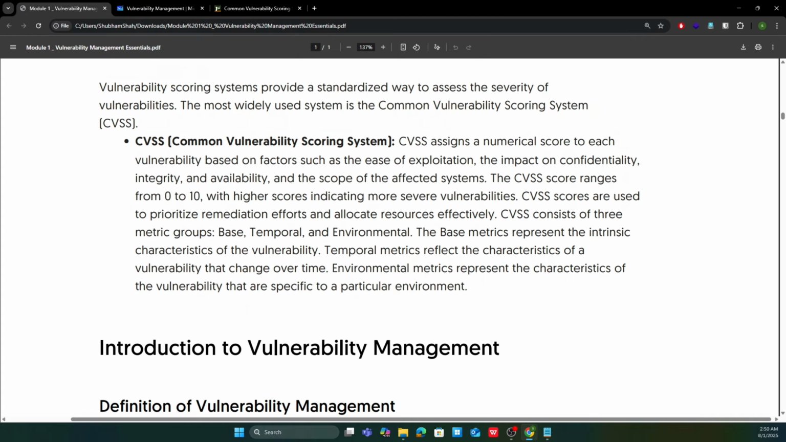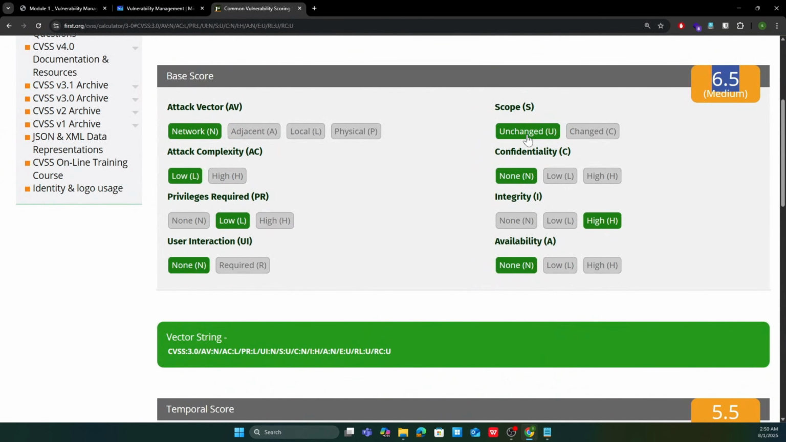If I want to conclude on CVSS, it is made on several factors like the ease of exploitation, the impact on confidentiality, integrity, and availability, and the scope of the affected systems. We have seen the same thing here. Based on this, we are characterizing vulnerabilities.